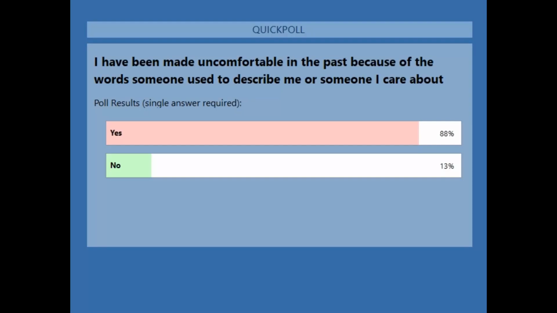Okay, I'm sharing the results now, and it looks like 88% of people said yes. Yes, they have been in a situation in the past where someone has used words that made them uncomfortable. Either those words were about them, or about someone else that they care about, or just someone else who is present. So it's a very common experience.